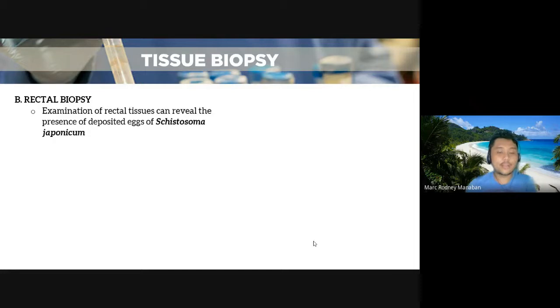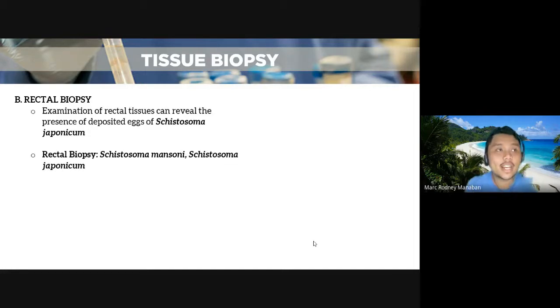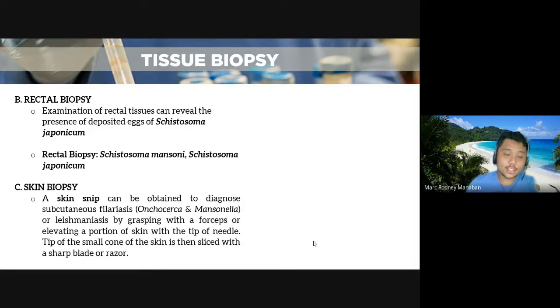Next, you have rectal biopsy. With rectal biopsy, what we're after is Schistosoma japonicum and mansoni. These eggs can be deposited on the rectal tissue, especially if they were not recovered in the stool. So we get a sample of the rectal tissue to look for these eggs. These are the schistosoma eggs that can also be recovered from your stool.